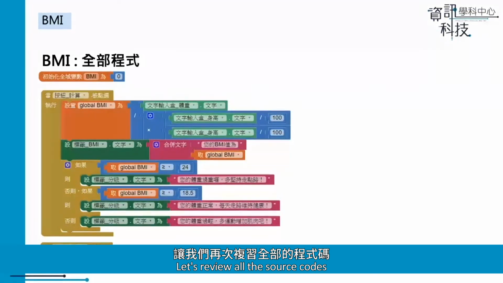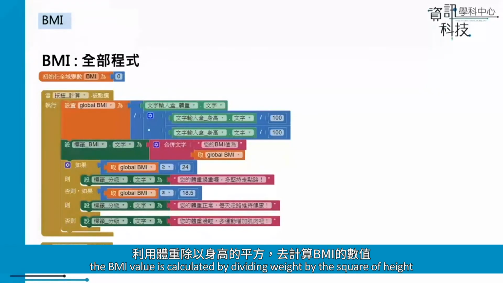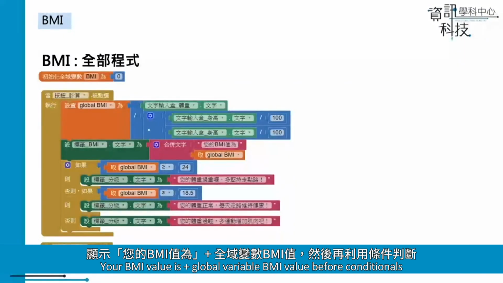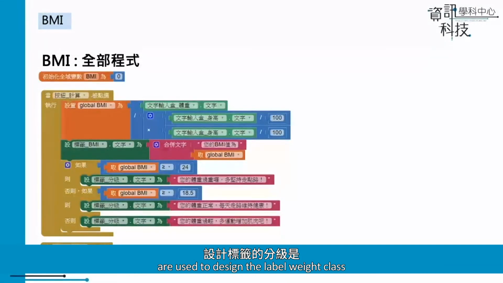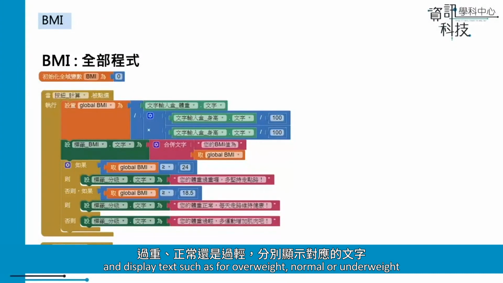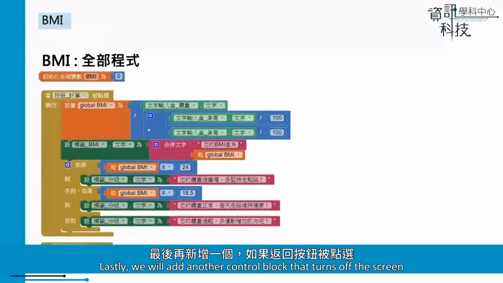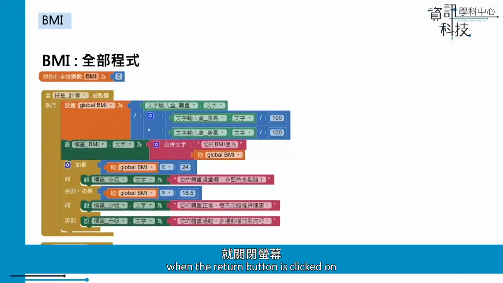Let's review all the source codes. Let's add an initialized global variable BMI. When the calculation button is clicked, the BMI value is calculated by dividing weight by the square of height. Next, the label BMI's text is set to display "Your BMI value is" plus global variable BMI value before conditionals are used to design the label weight class and display text such as for overweight, normal, or underweight. Lastly, we will add another control block that turns off the screen when the return button is clicked on.